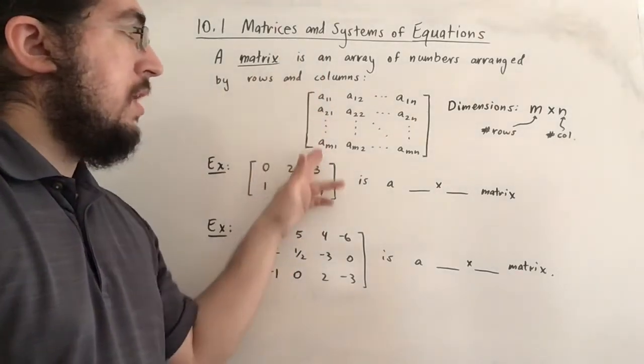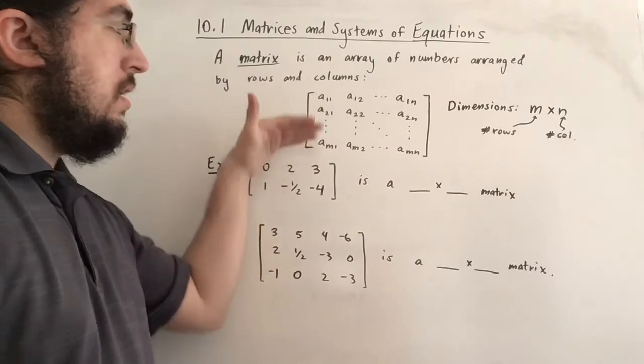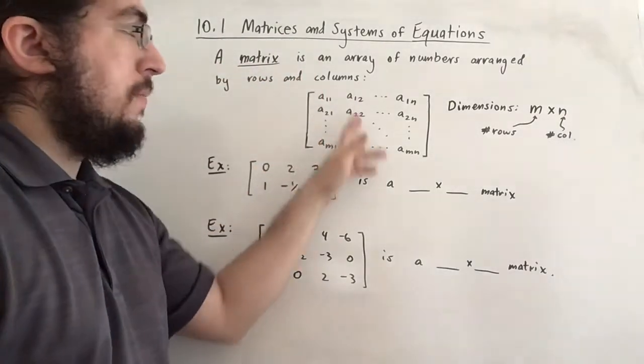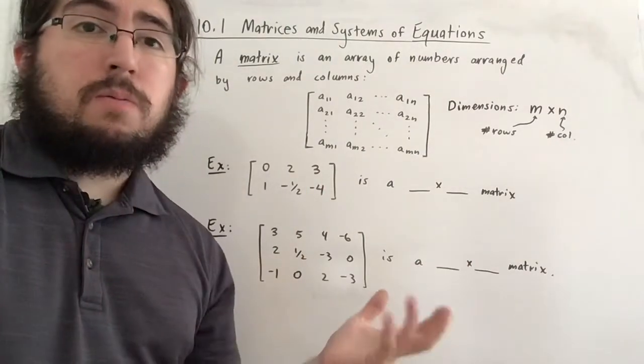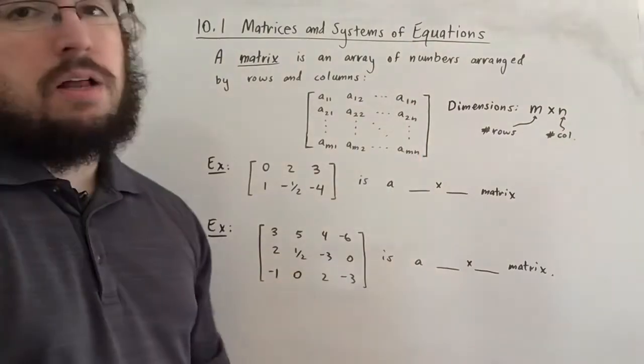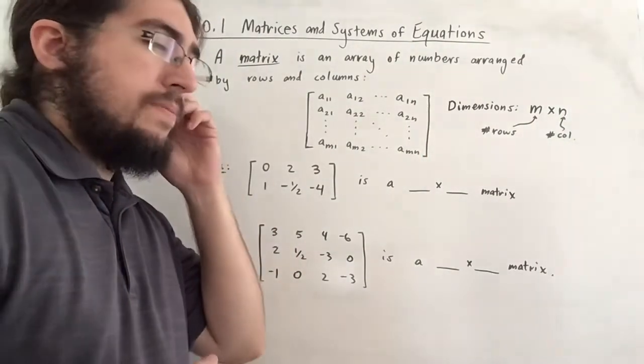So the first number represents the row that it's in: first row, second row, all the way to the nth row. And the second number in the subscript means what column it's in. So here it's in the first column, second column, and then the nth column. So just to kind of get an idea.